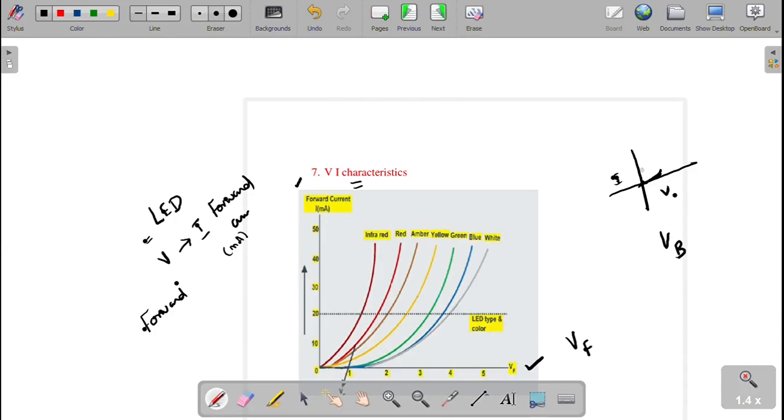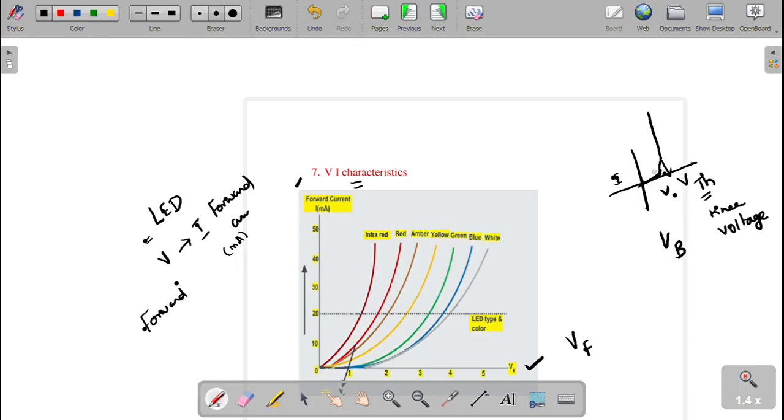Once it crosses the barrier potential, the current starts increasing slowly. At one point of time it increases rapidly. The voltage from where it increases rapidly is called the threshold voltage, or knee voltage also. So what is knee voltage or threshold voltage? The voltage at which the current increases rapidly is called threshold voltage.